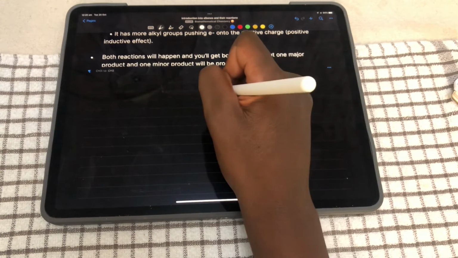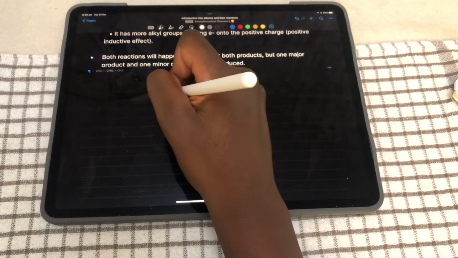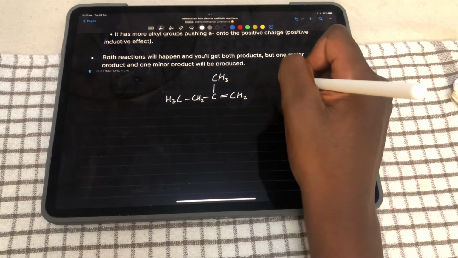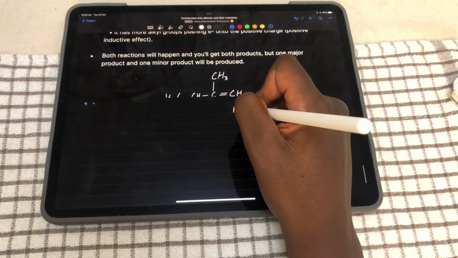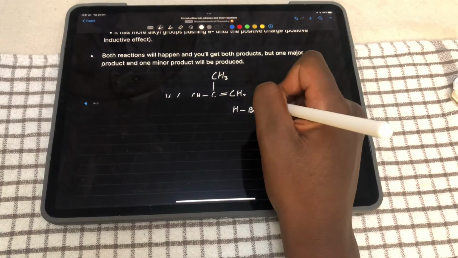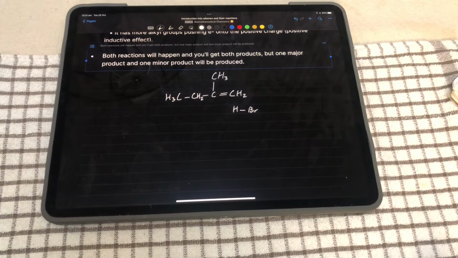Shouldn't be too much of a problem. And hydrogen bromide. So first of all, I want you to carry out this reaction. I'm going to pause the video now, carry out this reaction, and draw the structural formula for the major and the minor product of this reaction. Put major on one side and minor on the other side. And I'll explain and do that.